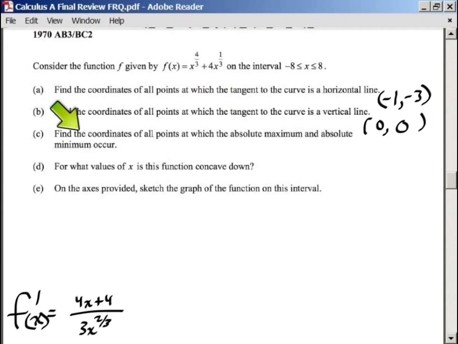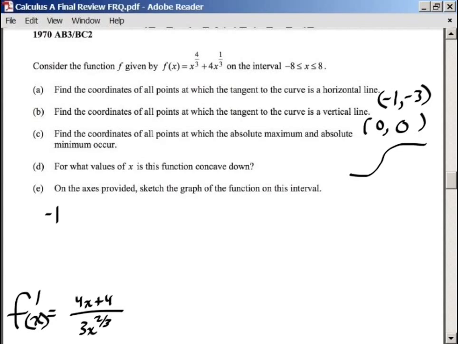C says, find the coordinates of all the points at which the absolute maximum and absolute minimum occur. Now, there's a vertical tangent line right here, right? Is there an absolute maximum there? Nah, there's not. It goes like this right there. Okay, there's no absolute max at this 0. But this one, I don't know if that's a max or a min right there. So this is critical points and endpoints.